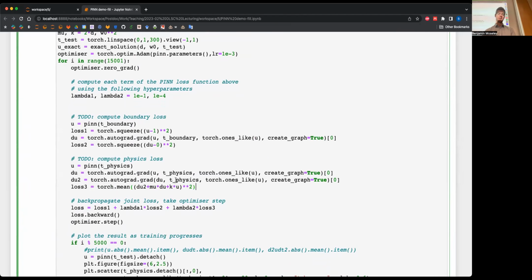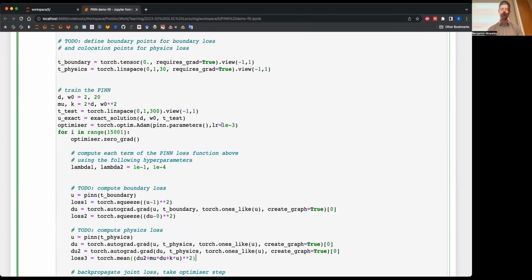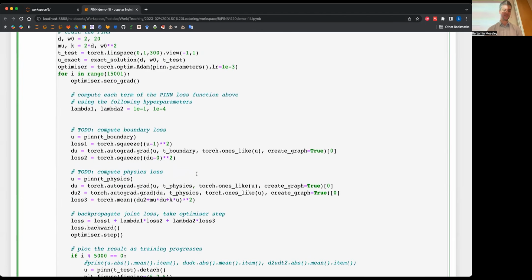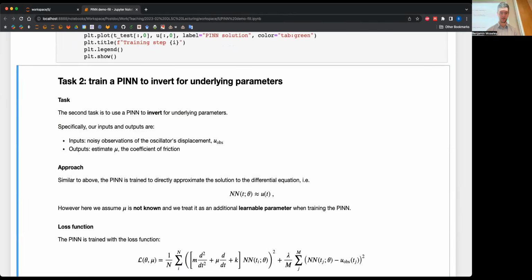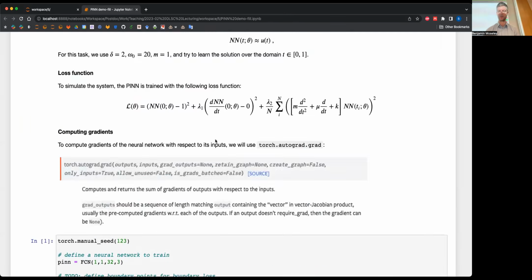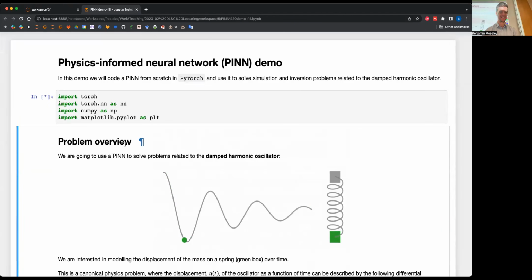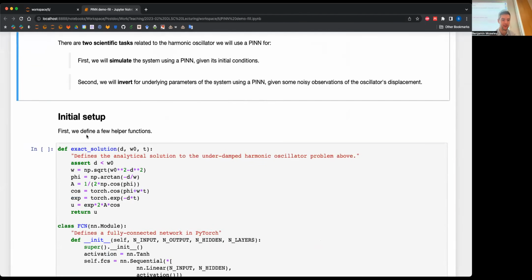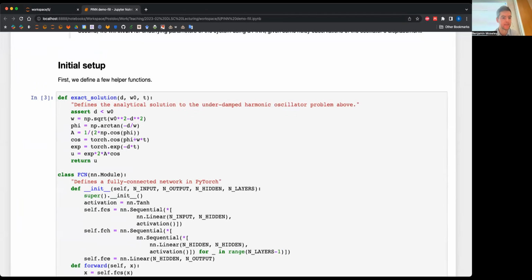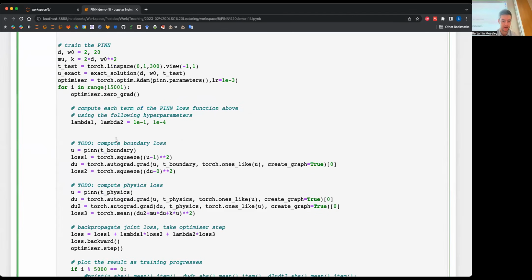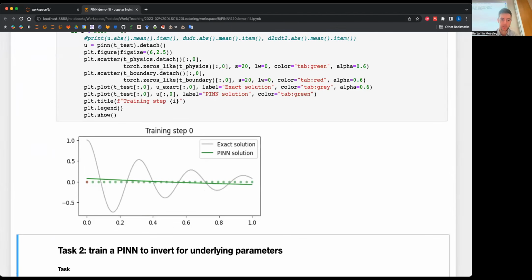Okay, so I'm going to try and run it to see if there's any bugs. If there is, I'll try and fix them. Torch is not defined, yeah, so we haven't run anything. So let's run stuff. Okay, so we just need to import, and then we need the exact solution. Let's try. Cool, so it's working.